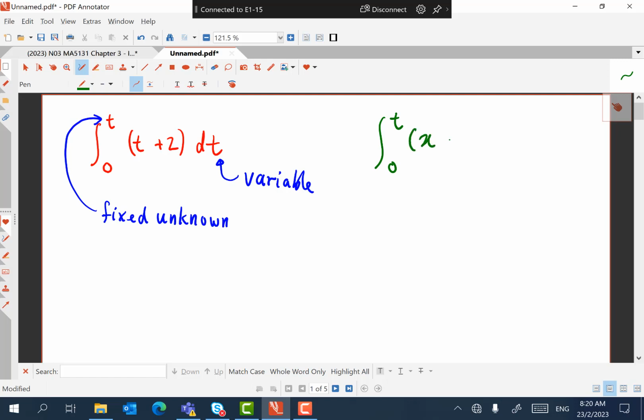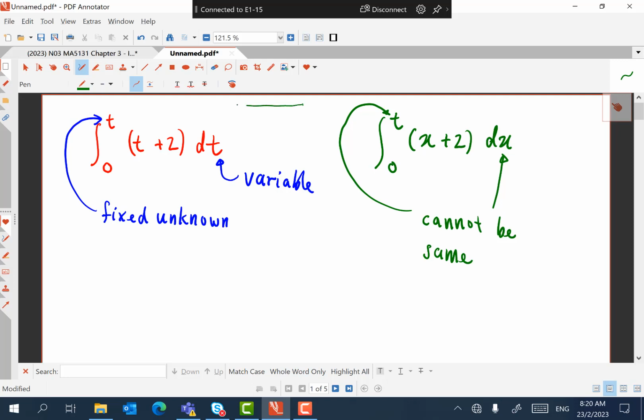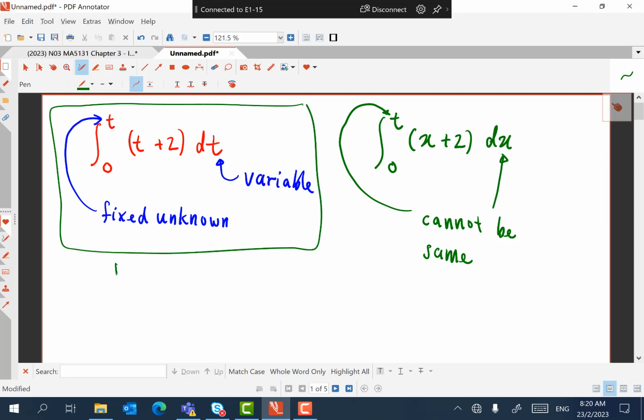There's two different things, so just use a different name. In short, Chen Hui, you cannot have this thing and this thing the same name. Can't use the same letter for two different things, because as a dx, x is a variable, and as a limit of an integral, it's a fixed unknown. It's like when you use 4 to 0, you sub in x equals 4.